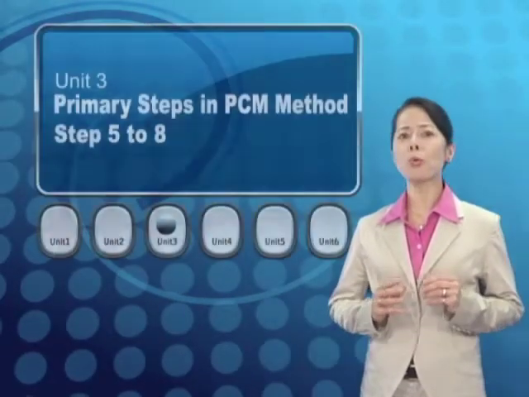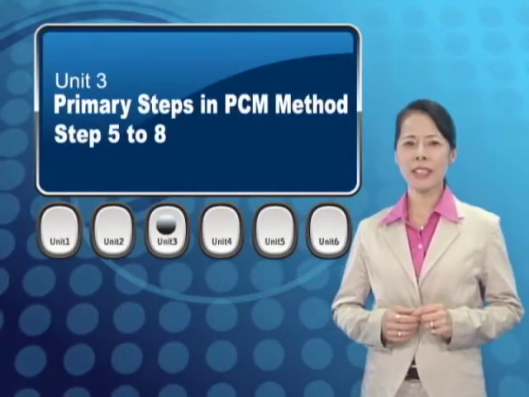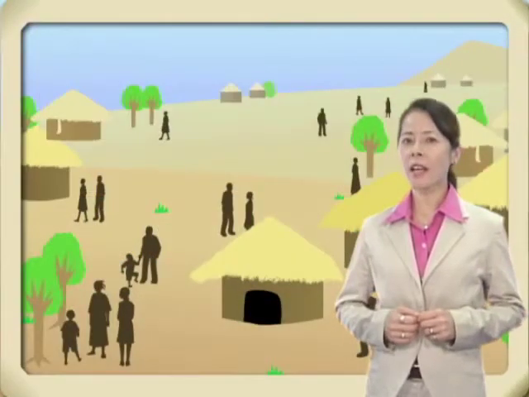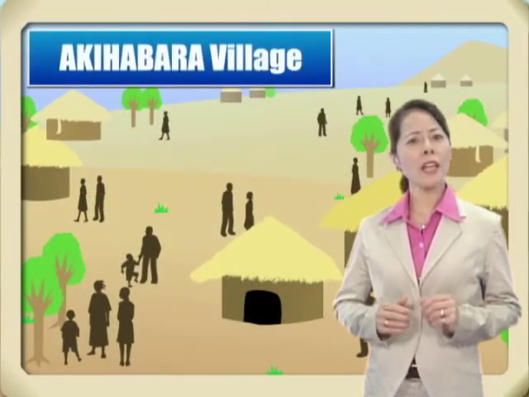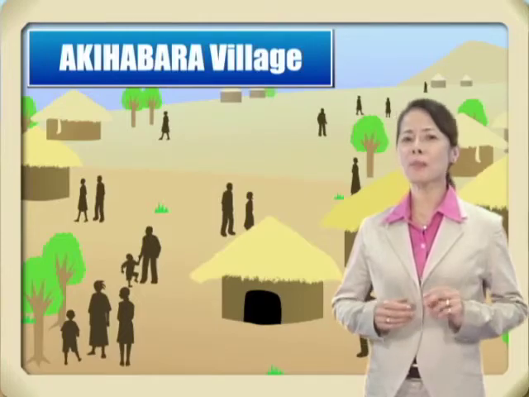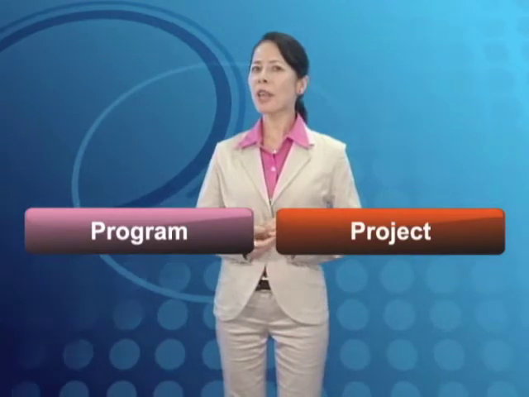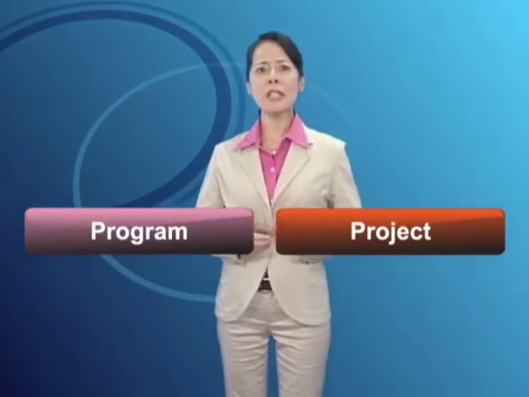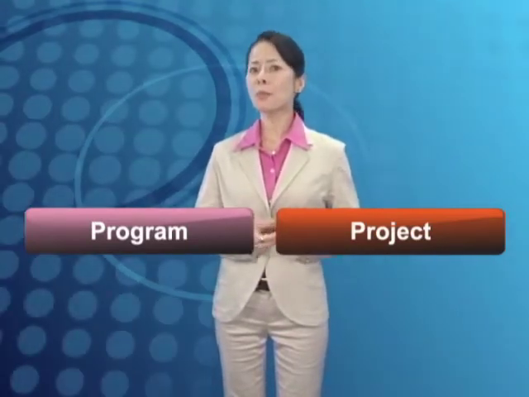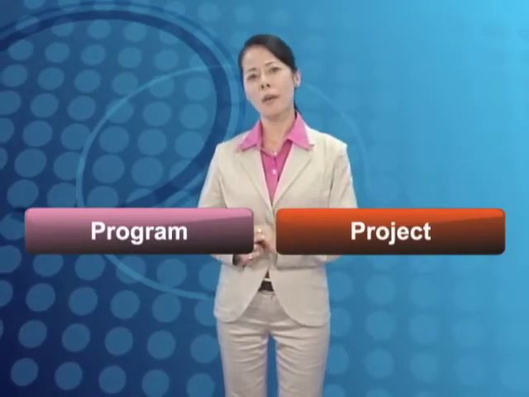Outlines of a PDM and an action plan were already explained in Unit 3. This time again, let us use the case of Akihabara village for purpose of explanation. First of all, do you remember the difference between a project and a program? Let us have a look at the objectives analysis tree to confirm the difference between a project and a program.